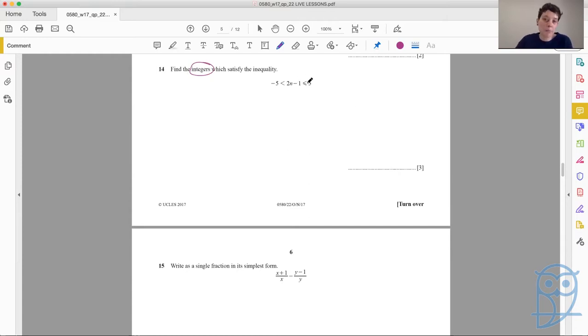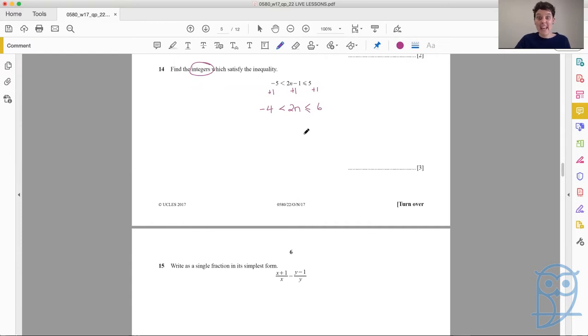So we want to get rid of the -1 first. So we're going to +1 here, which means we're going to +1 here, and we're going to +1 here. So -5 + 1 takes us to -4. Less than 2n minus 1 plus 1, of course, gets us to 2n. That was our ultimate goal for doing the +1. Less than or equal to 5 plus 1 gets us to 6.